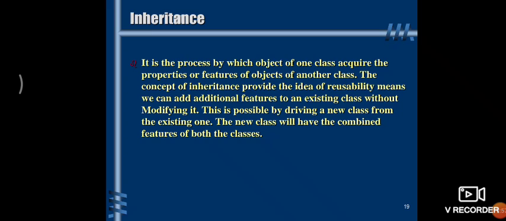There are several types of inheritance like hybrid inheritance, single inheritance, multiple inheritance, and hierarchical inheritance. When you study Java and C++ in detail, you will study these types of inheritance and the types of programming that we encounter on different inheritance platforms. This is possible by deriving a new class from an existing one. We can create a new class from the existing one.